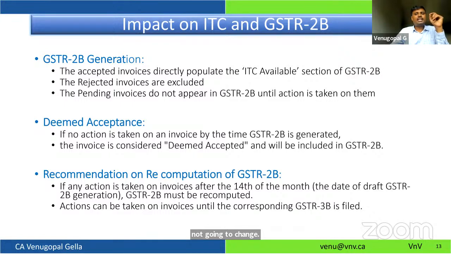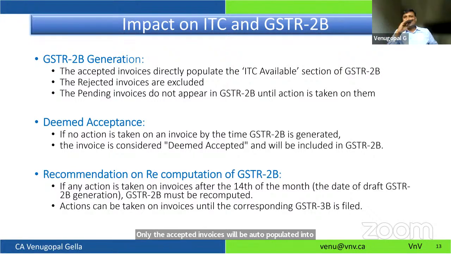Now on the 14th of every month, 2B is going to be in draft mode. It is not final. Only the accepted invoices will be auto-populated into the ITC available section of 2B. Rejected invoices will be excluded. Pending invoices will not appear in the current month, but will appear in the next month again to take an action on them.